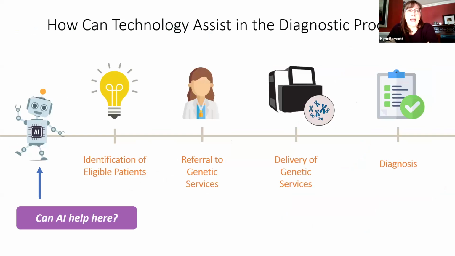So we asked the question, how can technology assist in the diagnostic process? We want to be able to identify eligible patients who need sophisticated, comprehensive genetic testing to enable their precision diagnostics early in their diagnostic trajectory. And we and others have begun to think about how all of this electronic data we now have, machine learning and AI can help with this.